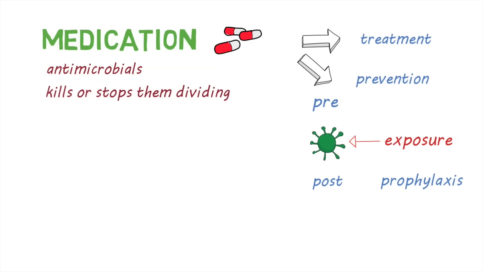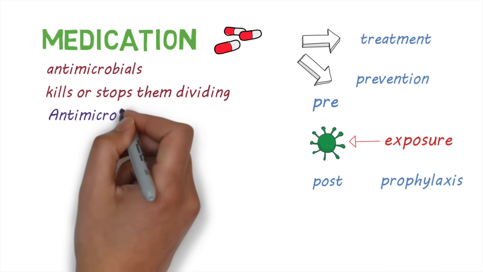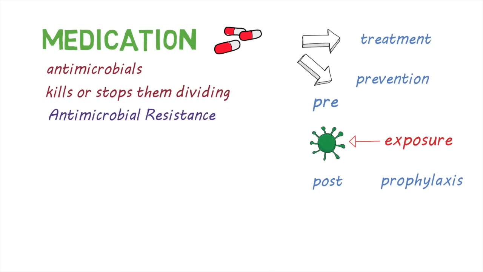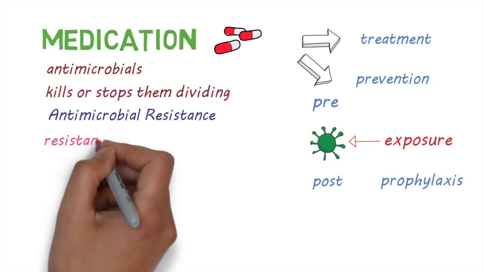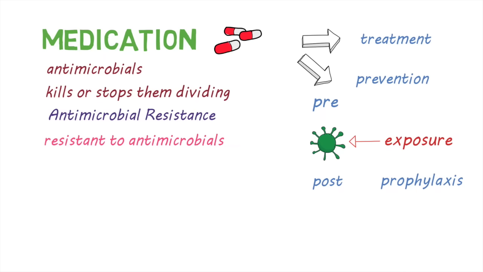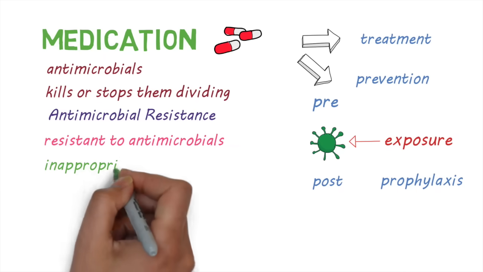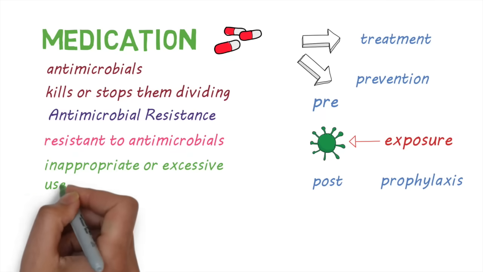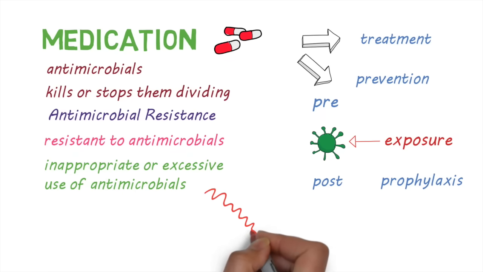A significant issue in the fight against microorganisms is antimicrobial resistance. This can happen when microorganisms develop resistance to drugs that were once effective against them. Antimicrobial resistance has been accelerated by the inappropriate or excessive use of antimicrobial drugs and has become a significant issue in the fight against microbes.